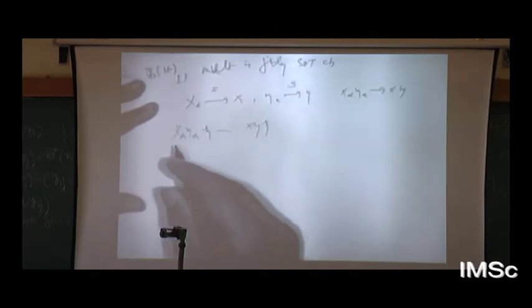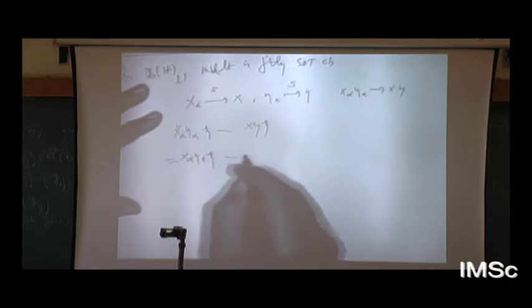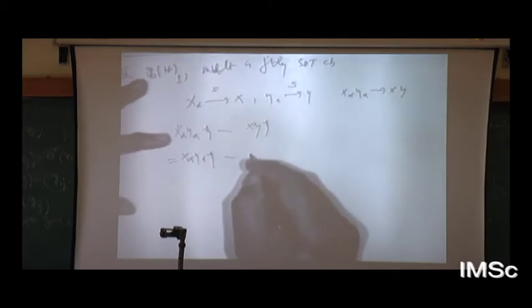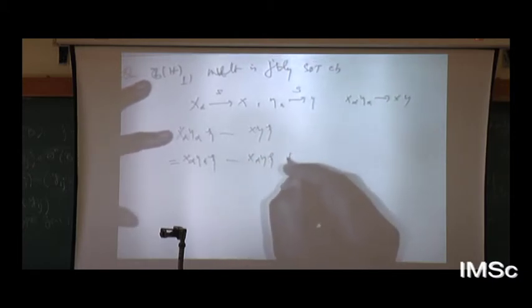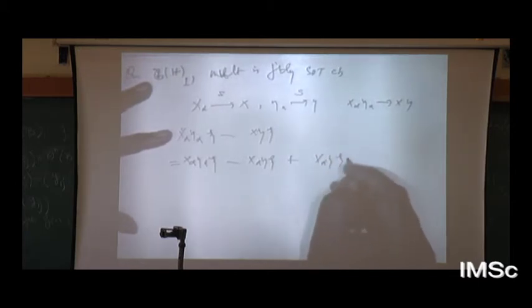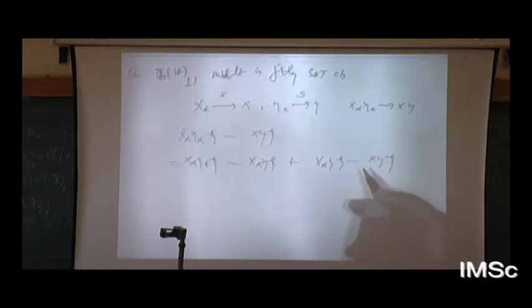So you add and subtract many things. x_alpha y_alpha xi minus x_alpha y xi, if you wish, plus x_alpha y xi minus x y xi. And then it is clear that x_alpha y xi converges.